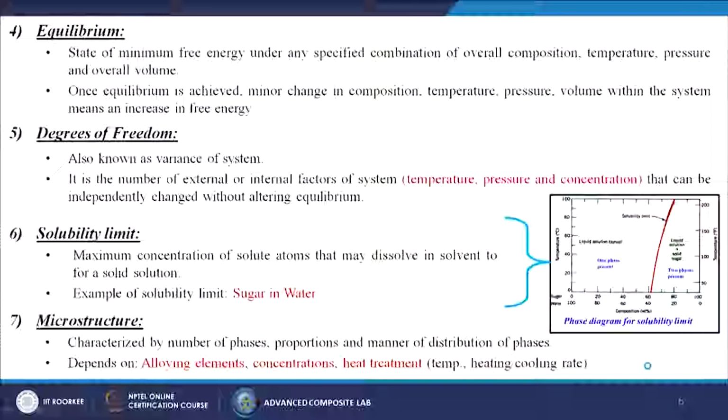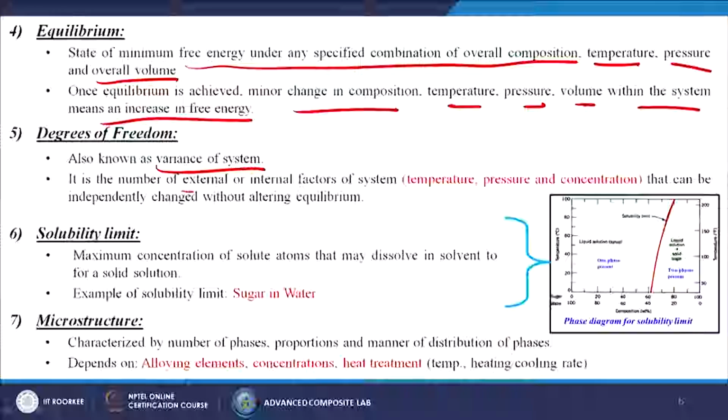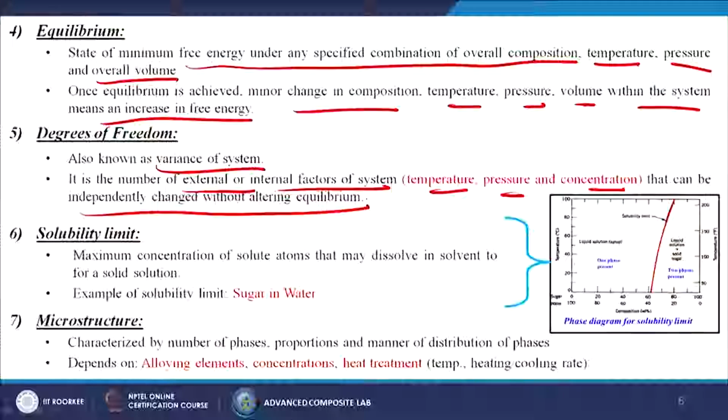Next, equilibrium is the state of minimum free energy under any specified combination of overall composition, temperature, pressure and overall volume. Once equilibrium is achieved, a minor change in composition, temperature, pressure or volume within the system means an increase in the free energy. What is degree of freedom? It is also known as the variance of the system. It is the number of external or internal factors of the system, like temperature, pressure and concentration, that can be independently changed without altering the equilibrium.